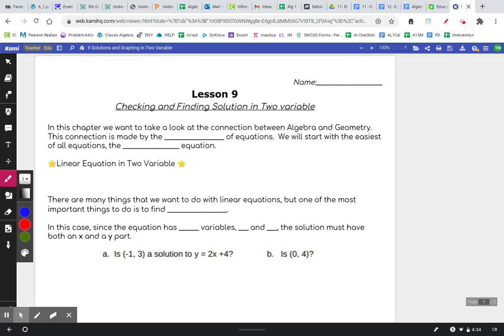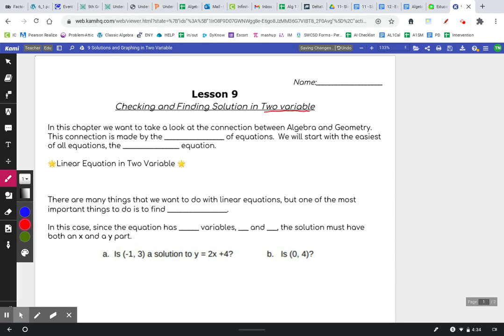Here we have Lesson 9, checking and finding solutions in two variables. What we just came off of in Lessons 1 through 8 was a focus on one variable in most of those problems, not all, but most. That variable was x. Now we're going to take a look at finding solutions and many things that have to do with equations in two variables. That's going to be our focus.